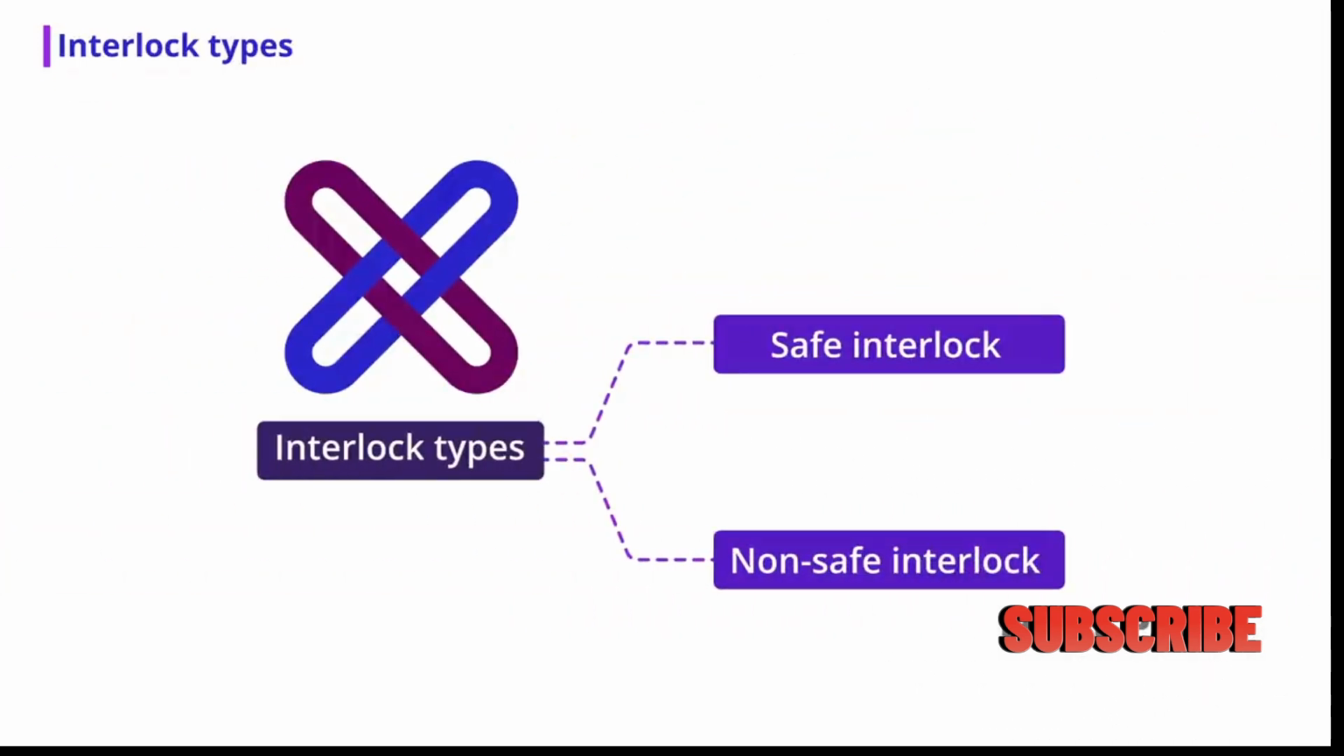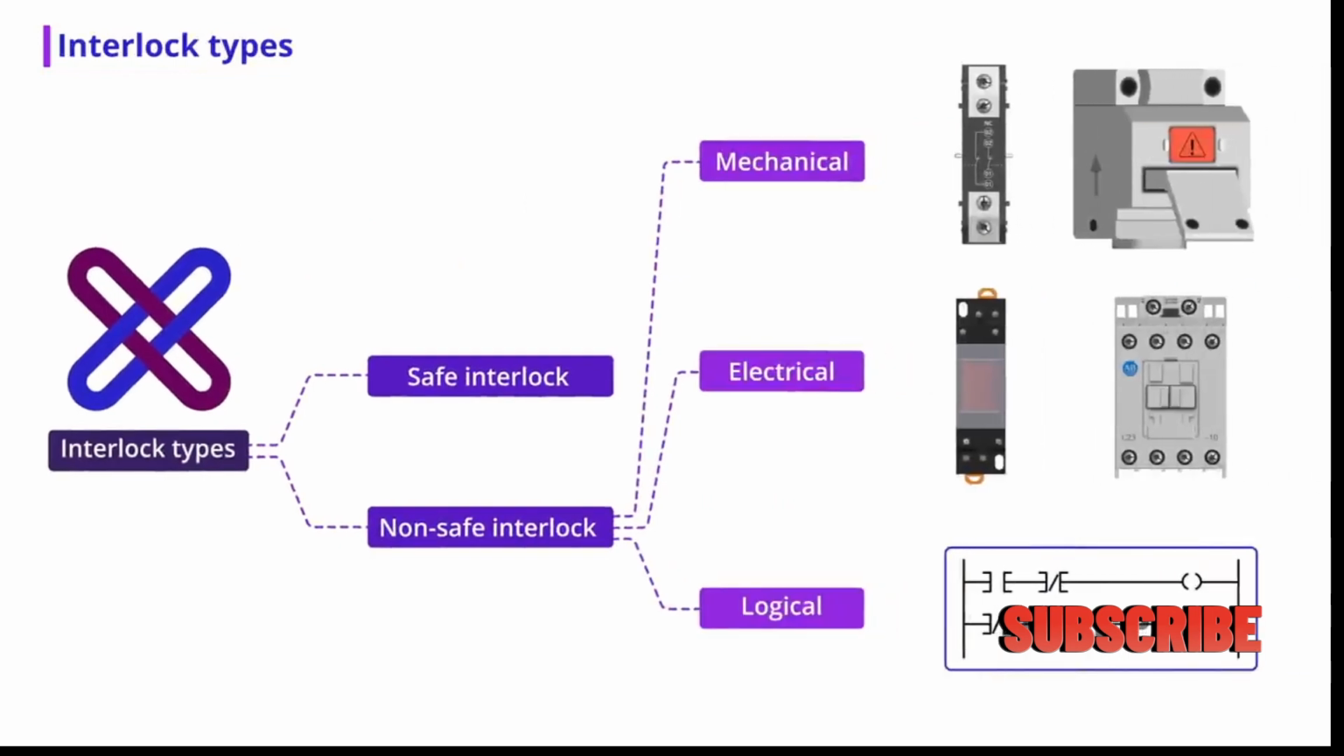The other main type of interlock is a non-safe interlock. These are used to protect equipment or unintended operations. There are three different kinds of non-safe interlocks. These types of interlocks can be mechanical, electrical, or logic interlocks.